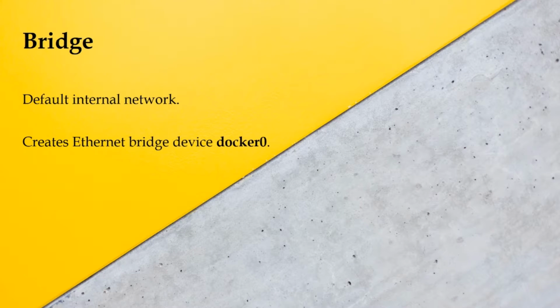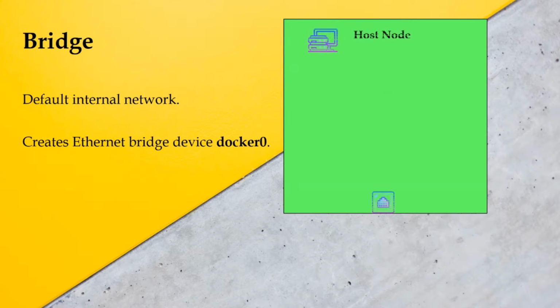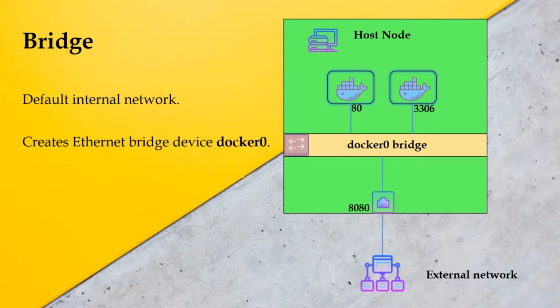Bridge. If you don't specify a driver, this is the type of network you are creating. All containers get an internal IP address, and these containers can access each other using this internal IP. Bridge networks are usually used when your applications run in standalone containers that need to communicate. By default, the Docker server creates and configures an Ethernet bridge device on the host system called docker0. Docker will attach all containers to a single docker0 bridge, providing a path for packets to travel between them.